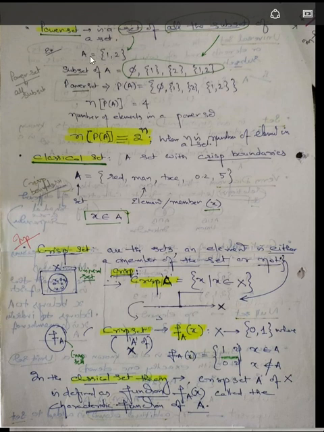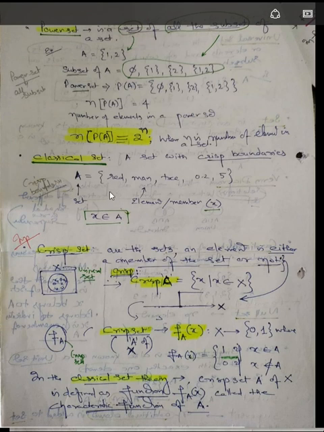Since the cardinality is 2, we don't say it in terms of cardinality, but since there are 2 elements, 2 to the power of 2 means there are 4 possible combinations. That is what we say as the power set.